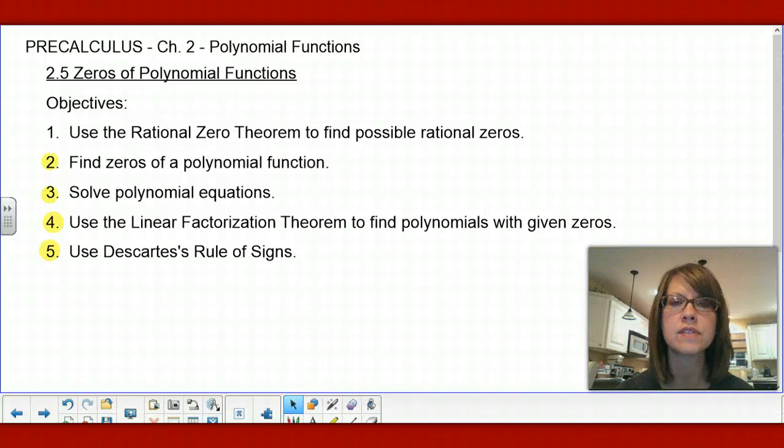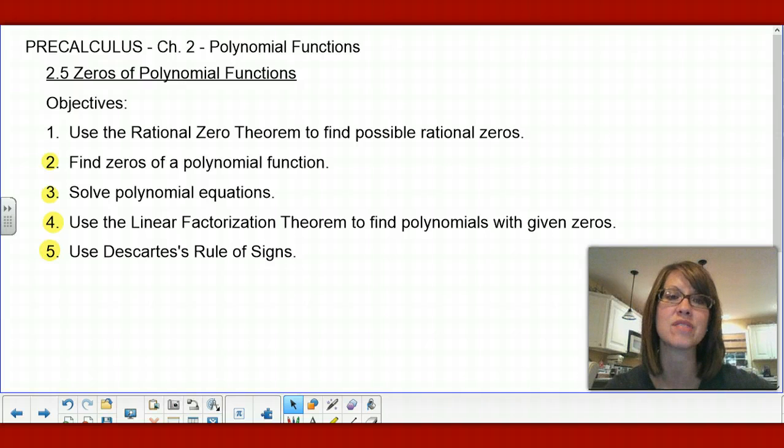Hi guys, 2.5, zeros of polynomial functions. This is a big section and we have several theorems between lesson 4 and lesson 5, and you need to make sure that you're keeping those straight.